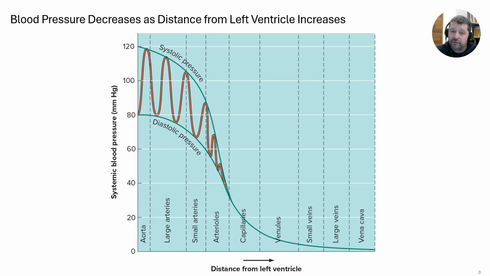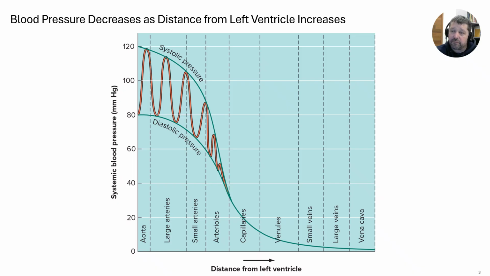When you get into the capillaries, so when you're out of the arteries and you're in that connection between arterioles and venules, the pressure is really low. 20 millimeters of mercury. By the time you get into your large veins, it's almost non-existent. So maybe 5 millimeters of mercury.